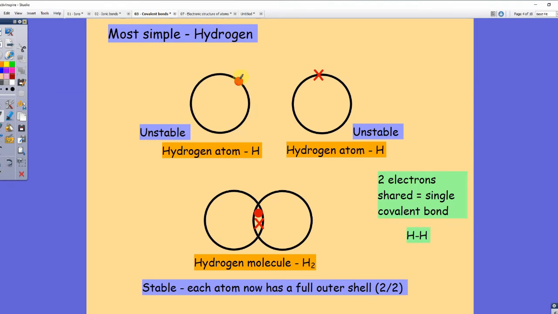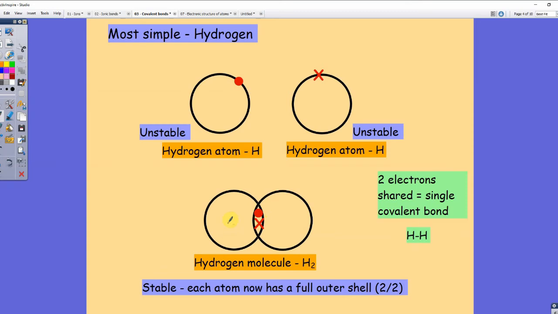We're not drawing the nucleus, it's just this 1 electron when there should be 2. And here is another identical one, but you'll notice straight away we're using what we call the dot and cross notation, so we can see where the electrons are from which atom. Now these 2 unstable single atoms will combine, they will overlap their outer shell, and their electrons will go into this overlap, and this is a covalent bond.